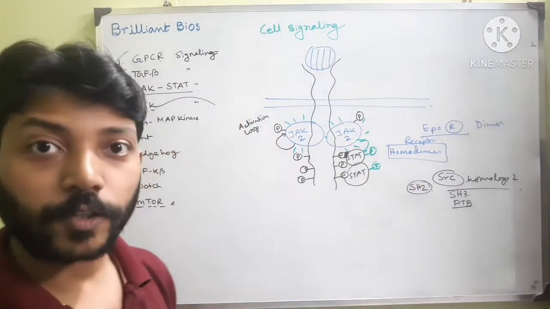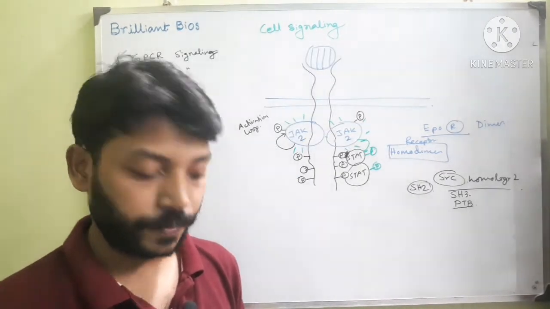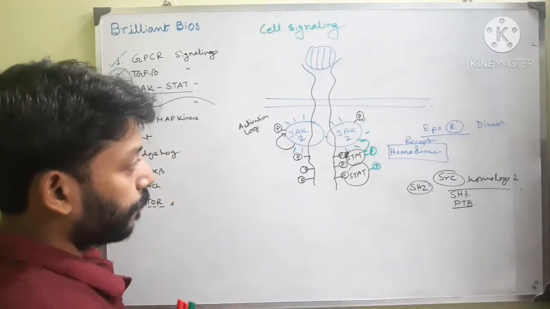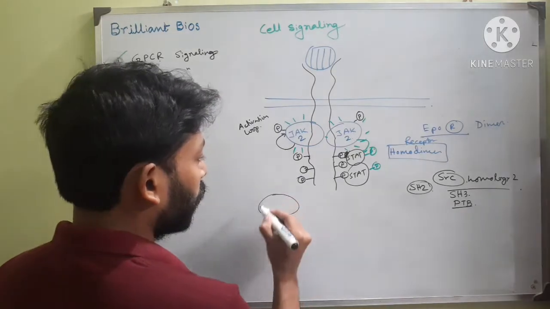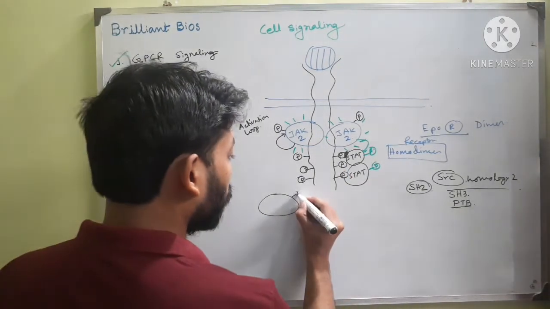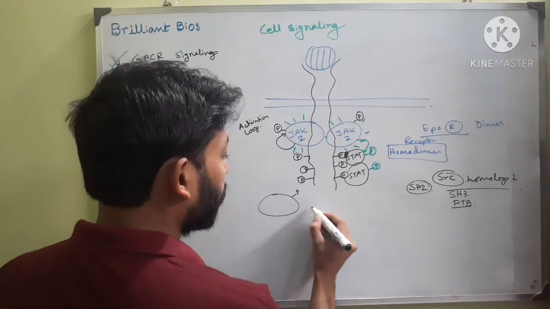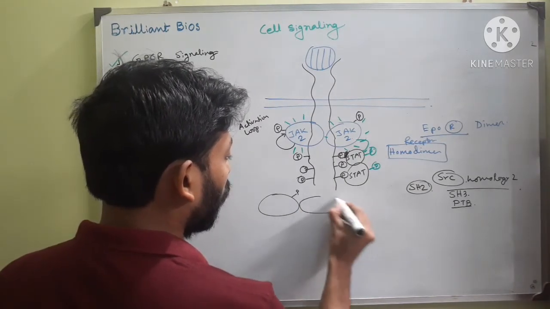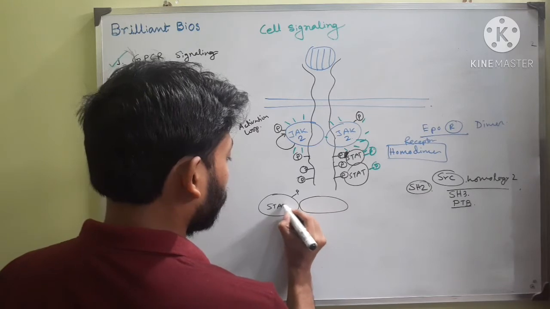When the STAT protein gets phosphorylated, it dissociates from the receptor. The phosphorylation occurs at the C terminus of the STAT protein. When the STAT protein gets phosphorylated, it makes a dimerization, a STAT dimer.